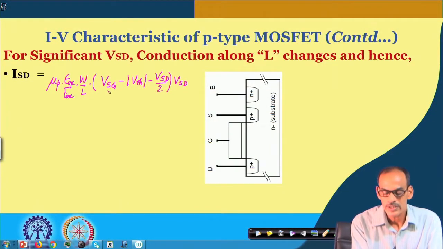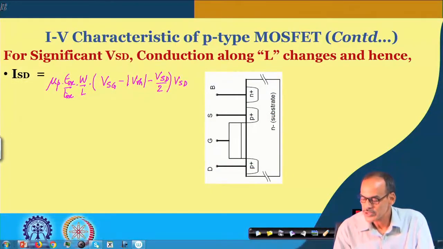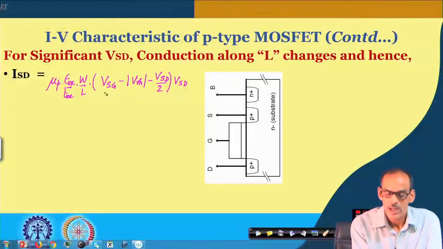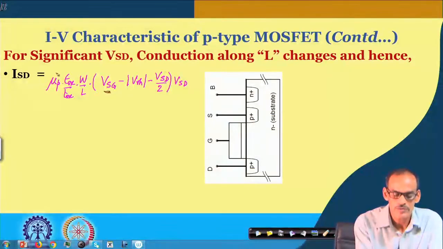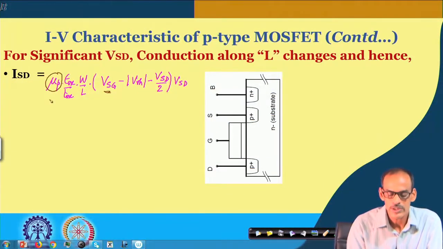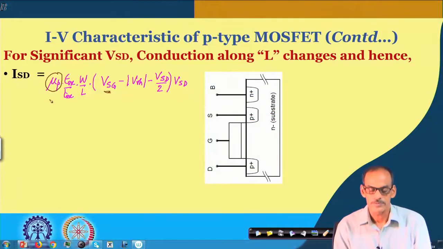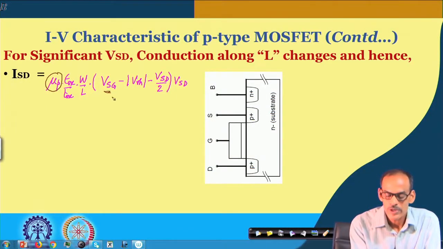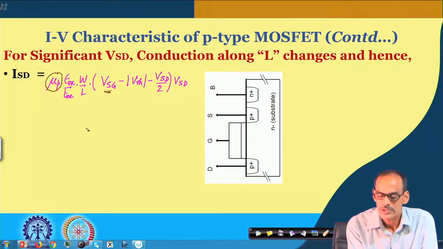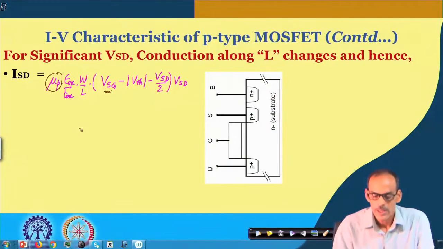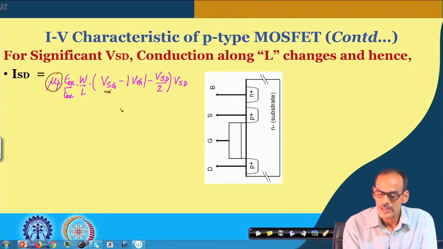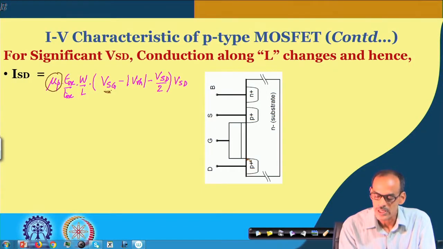Only difference is that instead of VSG there it was VGS, and instead of VSD it was VDS. Rest of the things are similar. Of course, we do have the mu also, it is different, but we can think of it as just a constant. As long as we are very sure that we get the correct polarity of the potential, and it is consistent for the operation of the circuit, then it is not a problem. And this is valid as long as the channel is existing at this end.